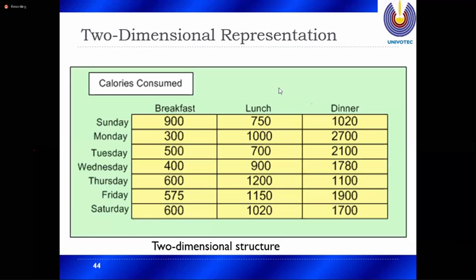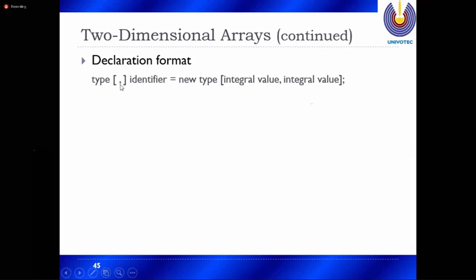This is an example. Now you can see the declaration format. It is the type with square brackets and one comma inside, identifying a new type. That gives 2 values: the first is the row and the second is the column. Here we have 7 days as rows and 3 food times as columns. Then we can assign integer values to the two-dimensional array, where the number of rows comes first.